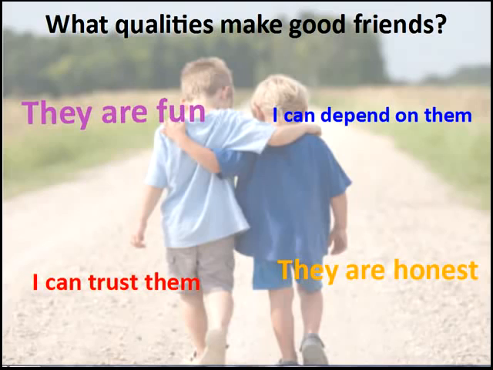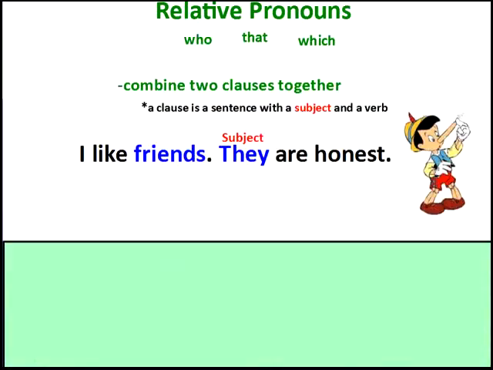So let's use these ideas to look at our grammar today. Our grammar today is about relative pronouns. We have three main relative pronouns that we're going to look at today, which are who, that, and which. We use these relative pronouns to combine two clauses together. What's a clause? A clause is a sentence with a subject and a verb. So basically, it's a sentence, right?